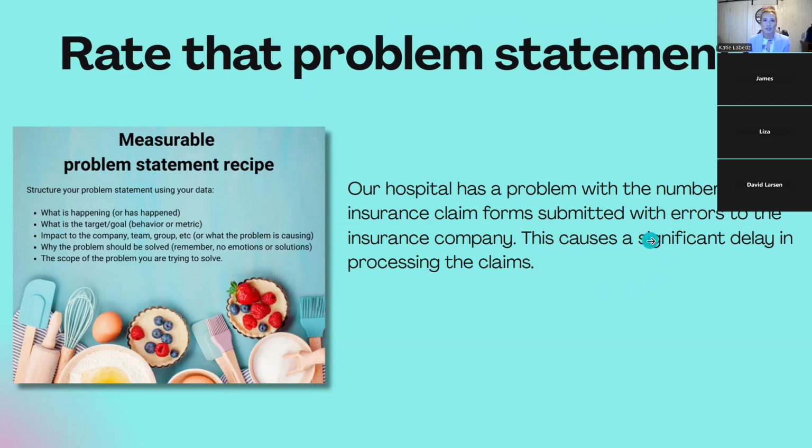And I hope when you read this that things jump out at you, like our hospital has a problem with the number of insurance claim forms submitted with errors. Well, how many insurance claim forms are submitted to begin with? How many are submitted with errors? How much is a significant delay? Again, that is a quality, not a quantity. What is significant? So for me, significant delay could be a day. And other people would say, oh no, a significant delay is like 7 days. We need to have numbers at a minimum associated with this and go back and fill out the rest of the bullet points.